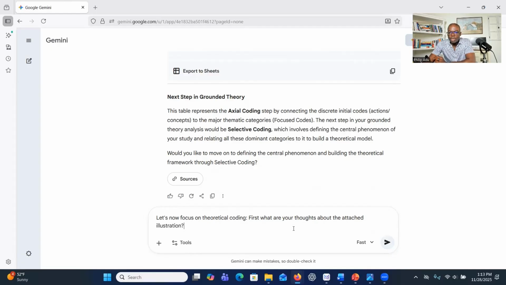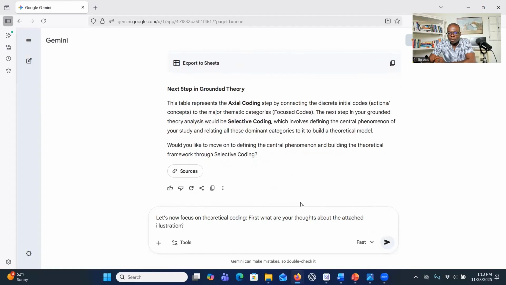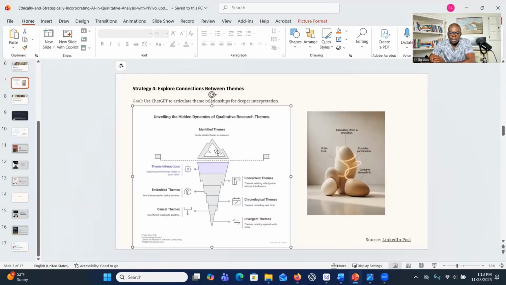Now we have moved to the stage where we want to explore the connection between the themes that we have now, the dominant codes that are called themes. We have about five themes now, right? And we want the system to explore, but before that, we want the system to learn a little bit about this. So you see the one that we talk about that explores the relationship between variables, right?